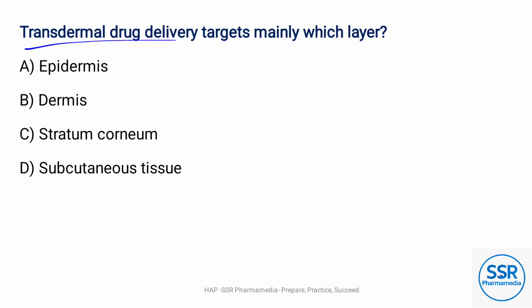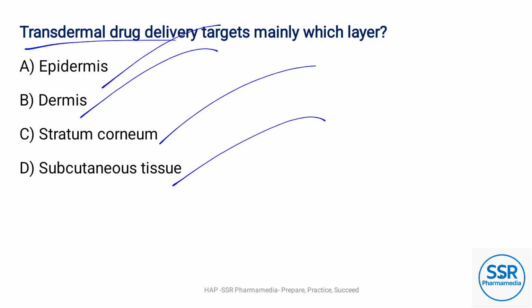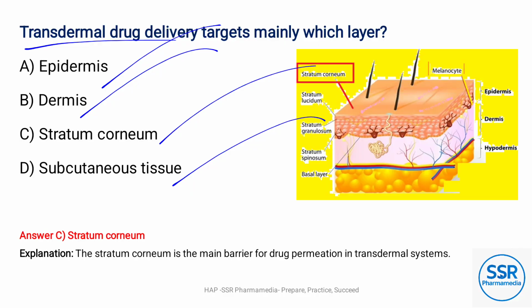Transdermal drug delivery targets mainly which layer? Option A, epidermis. Option B, dermis. Option C, stratum corneum. Option D, subcutaneous tissue. So the answer is option C, stratum corneum. The stratum corneum is the main barrier for drug permeation in transdermal systems, so it is mainly involved in transdermal drug targeting.